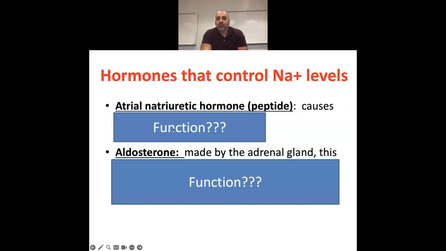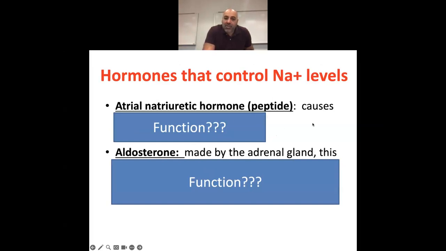So ANP, what does it do? That's a question for you guys. What does ANP do? ANP especially. What does atrial natriuretic peptide do for us? And then what does aldosterone do? So what's ANP do, and then what's aldosterone do? Come on, wake up.